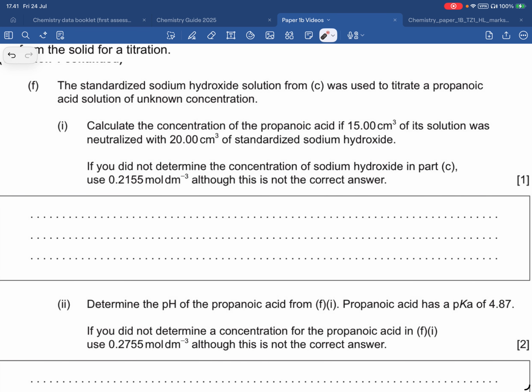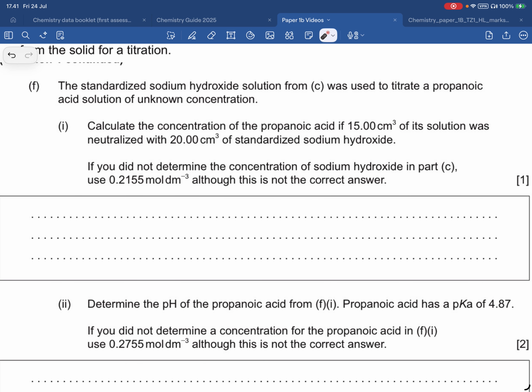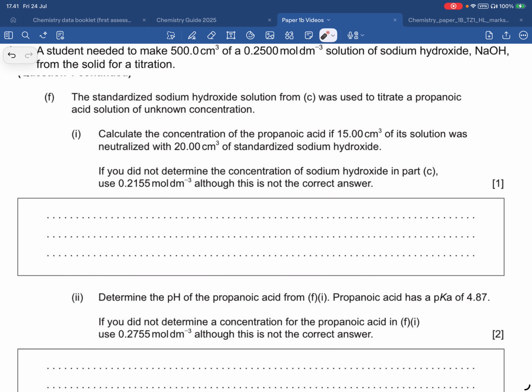The standardized sodium hydroxide solution from C was used to titrate a propanoic acid solution of unknown concentration. Calculate the concentration of the propanoic acid if 15 centimeters cubed of its solution was neutralized with 20 centimeters cubed of standardized sodium hydroxide. If you did not determine the concentration of sodium hydroxide in part C, use 0.2155 mole per decimeter cubed, although this is not the correct answer. Now remember, as I have said before, you can always assume a number if you don't have one.